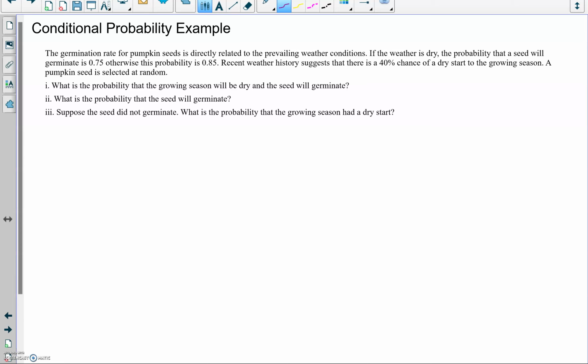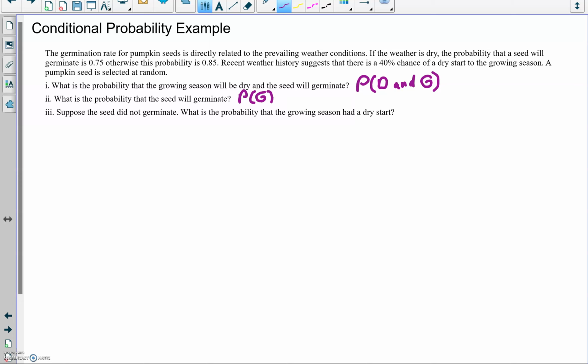The questions we want to answer: what is the probability that the growing season will be dry and the seed will germinate? That right there, dry and the seed will germinate, is going to be something like this. So the probability of, I'm going to use D for dry, G for germinate. Hopefully that is okay. Then, what's the probability that the seed will germinate? So we just want the probability of G.